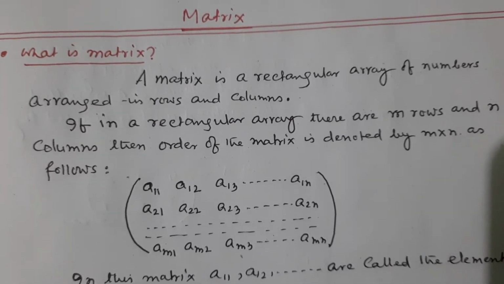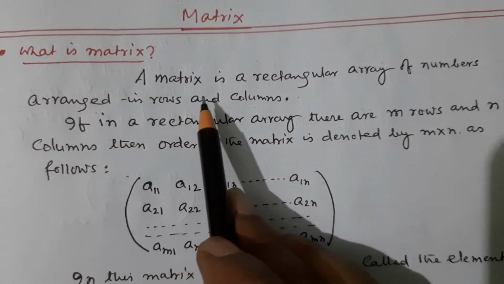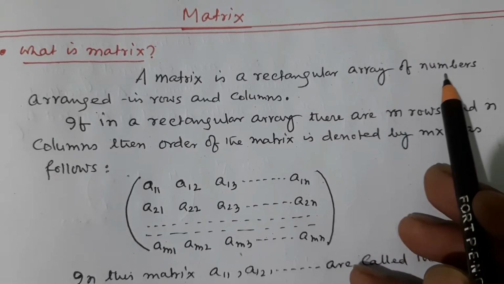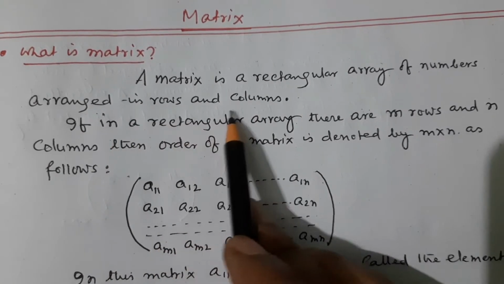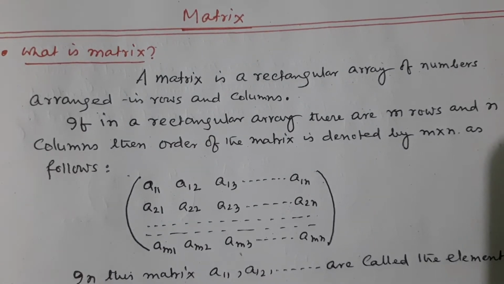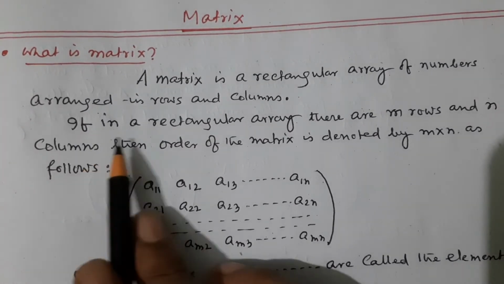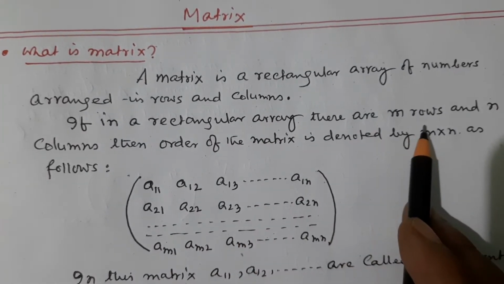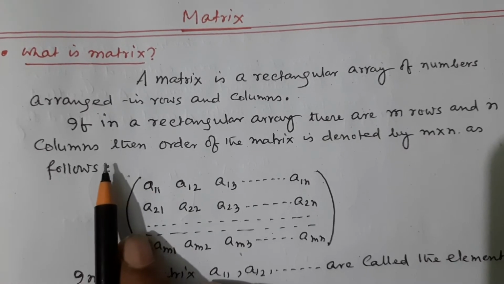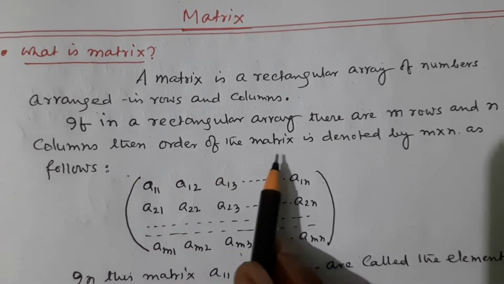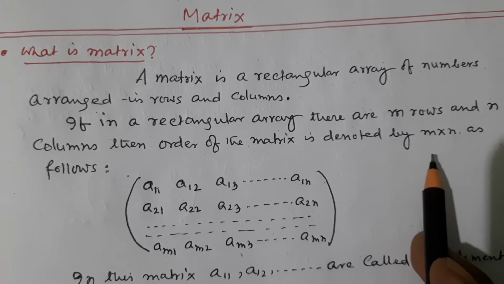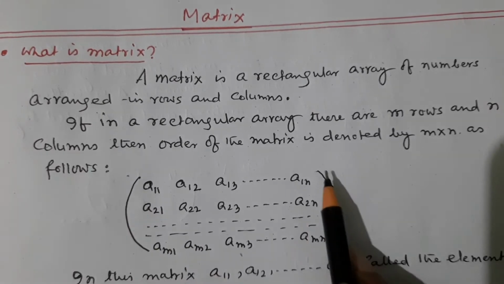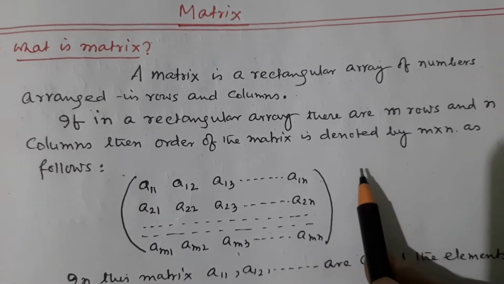What is a matrix? A matrix is a rectangular array of numbers arranged in rows and columns. If in a rectangular array there are m rows and n columns, then the order of the matrix is denoted by m cross n as follows. This is written in the first bracket, otherwise it is written in the third bracket.